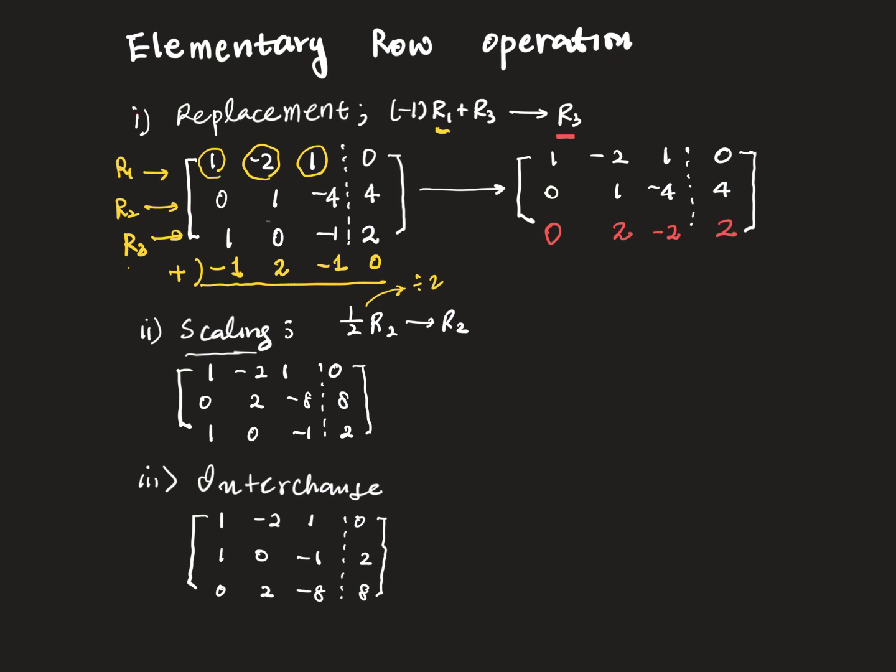So which row is going to be changed this time? R2. We are not changing R1 and R3. This operation gives 1, -2, 1, and R3 doesn't change: 1, 0, -1, 0, and 2. We're going to change R2. It's times 1/2. So 0 times that is 0, 2 times it is 1, -4 times it is -2, and 8 times it is 4. Another way to say it: divide by 2.